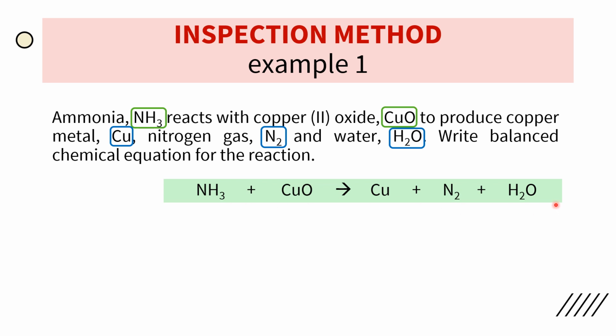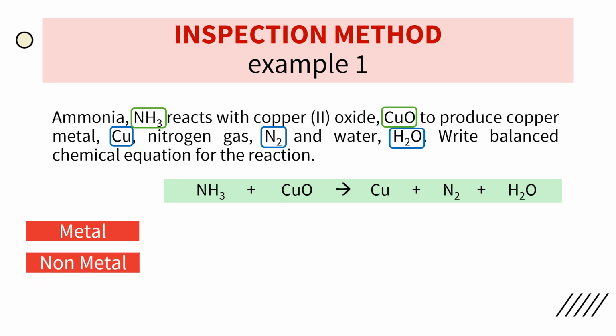To balance this equation, we will start with the metal element. In this equation, the metal element is copper. We have one copper on the left and we also have one copper on the right. So copper is already balanced. Next, we balance the non-metal element. In this equation, the non-metal element is nitrogen. We have one nitrogen on the left, but we have two nitrogen on the right, so this is not balanced. So kita kena tambah 2 in front of NH3 dekat sini.